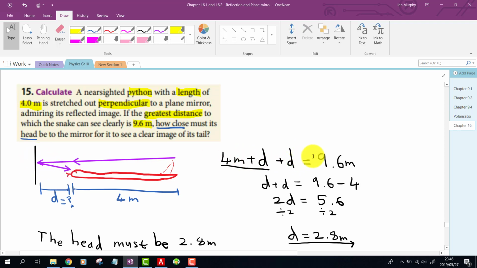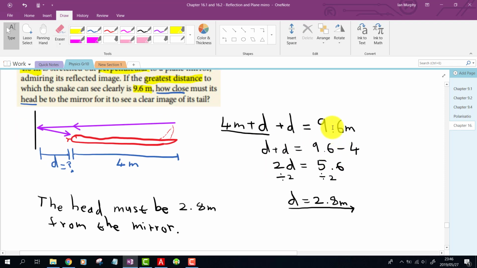And that equals 9.6 meters, because that's the maximum distance the snake can see clearly at. Then we simply solve for D. So step by step, what do we do? We take the 4 across. The opposite of plus is minus, so when we take the 4 across, we get 9.6 minus 4.